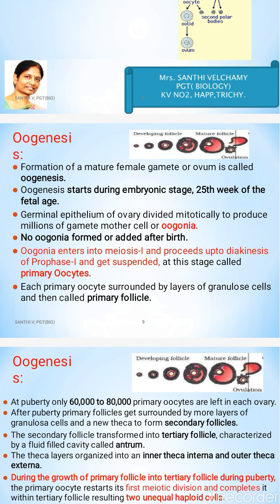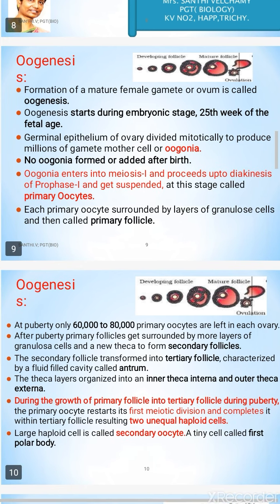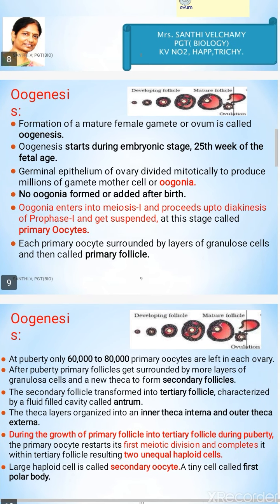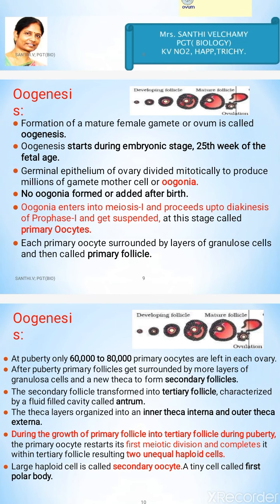It undergoes meiosis 1 and proceeds up to diakinesis. In meiosis 1, different stages are there: leptotene, zygotene, pachytene, diplotene. The last stage is diakinesis. It enters up to the diakinesis stage of prophase 1 and gets suspended. At this stage you call it the primary oocyte. The primary oocyte is surrounded by layers of granulosa cells, and now you call that a primary follicle. When it has few cells, you call that a primary follicle.